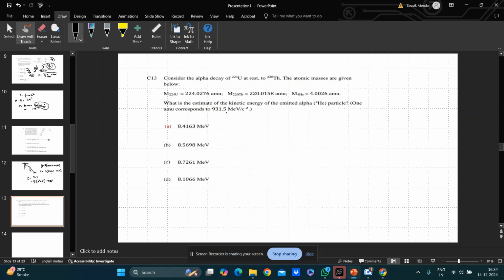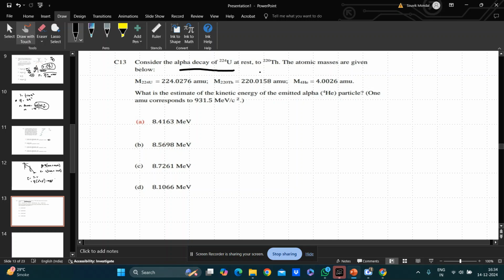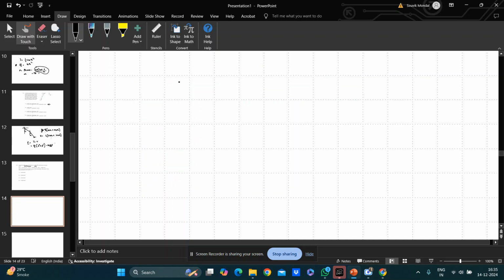Okay, yeah. So now this is another problem from basic nuclear physics. Consider an alpha decay of uranium at rest to thorium, and atomic masses are given below. So what is the estimate of the kinetic energy of the alpha particle? You have to calculate the alpha particle kinetic energy. So first you have to calculate the Q value.